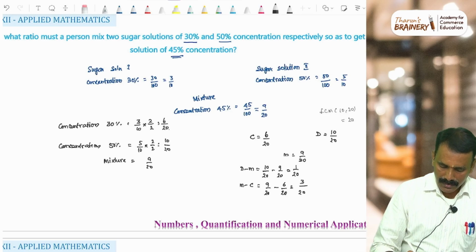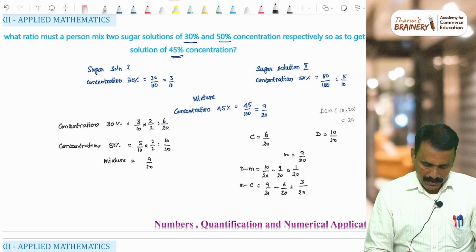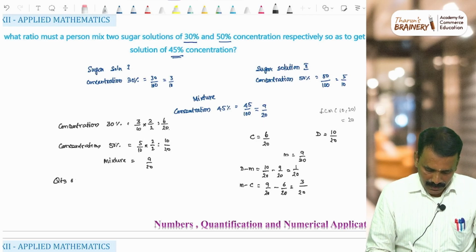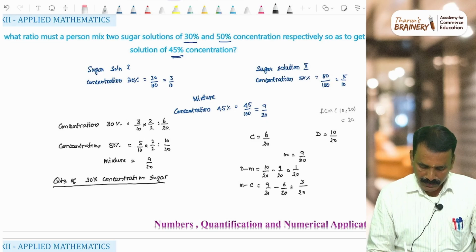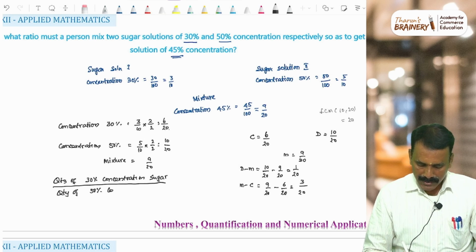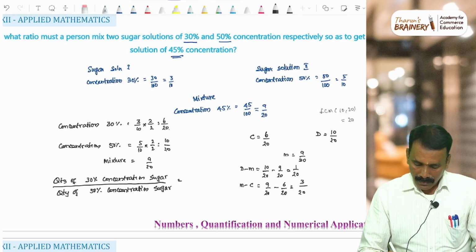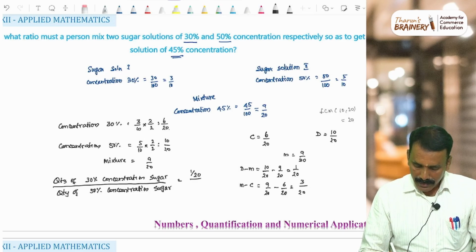So the quantity of 30% concentration sugar, we are finding the ratio of the quantity to be taken from 30% and 50%, is equal to 1 by 20 divided by 3 by 20. So 20 cancelled, it is nothing but 1 by 3.